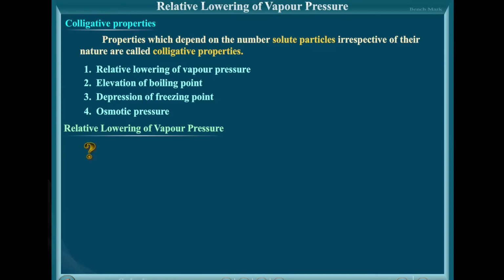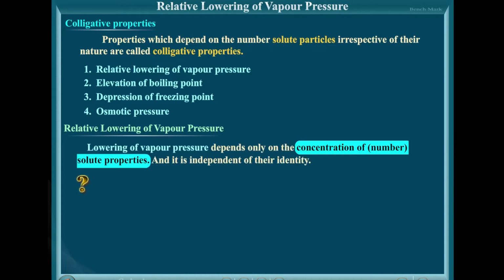Relative lowering of vapor pressure. We have learned in the last video how to derive the relative lowering of vapor pressure. Why is the vapor pressure being lowered when a non-volatile solute is added to a solvent? Here relative is not written, relative is there. So it's a mistake here.